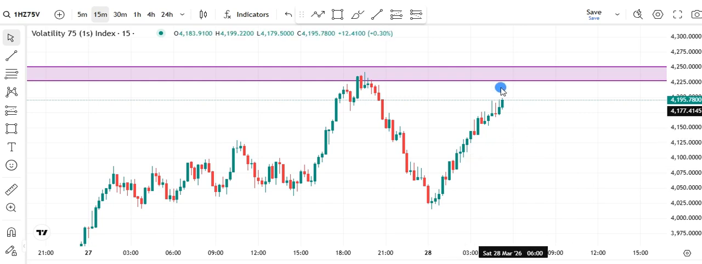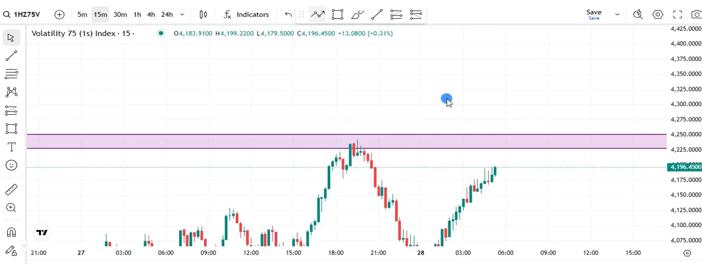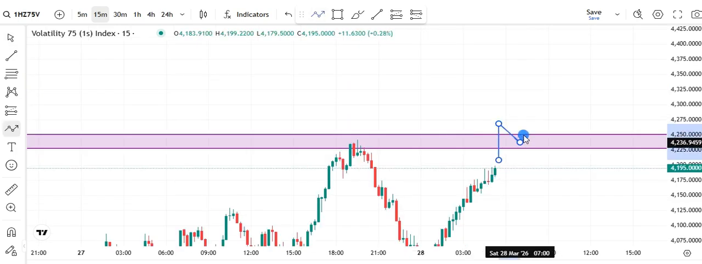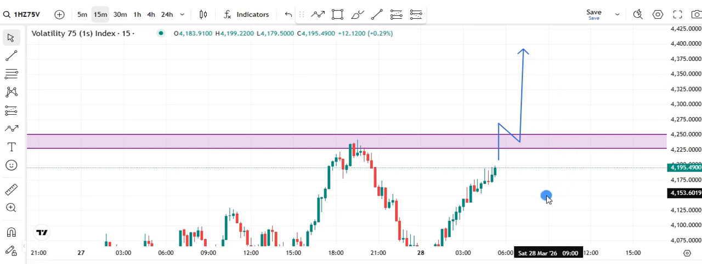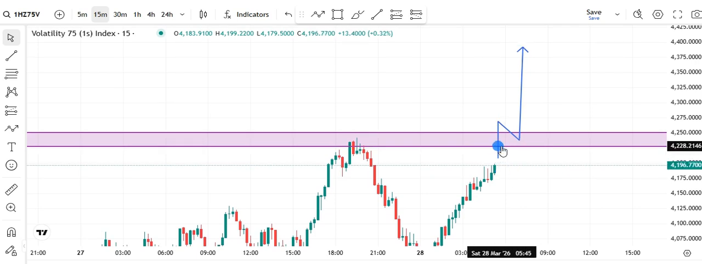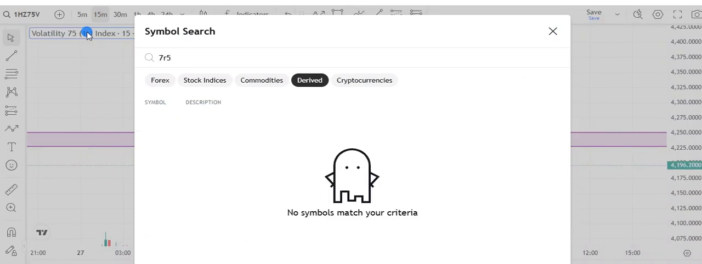So let's see what really happens when they get to this level. Whether you're going to see them getting rejected, or the market breaking straight out of this level for us to go long and continue going bullish. So we're going to wait for the market at this level, then whatever happens here tells us what we're going to be doing next. Alright, so that's the level. The next one is Volatility 75.